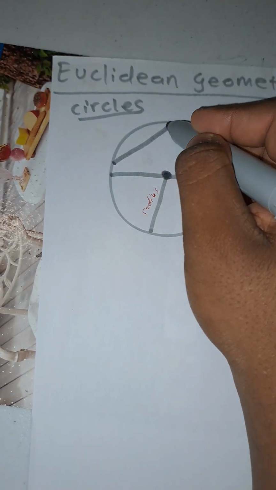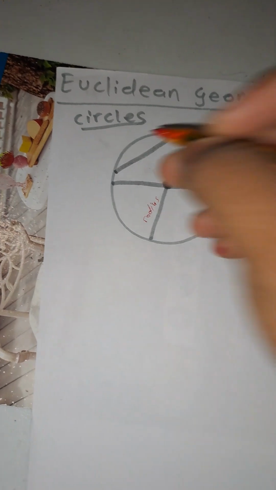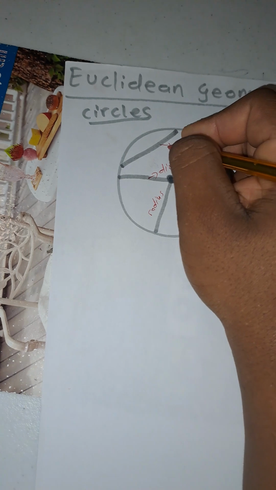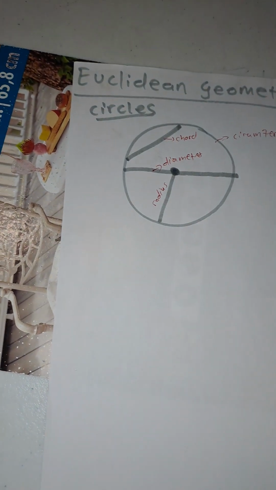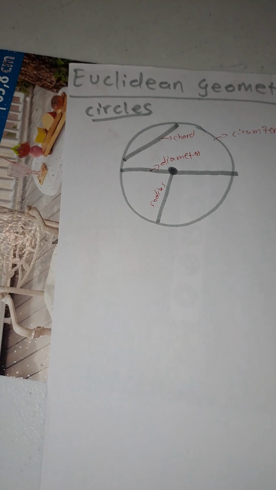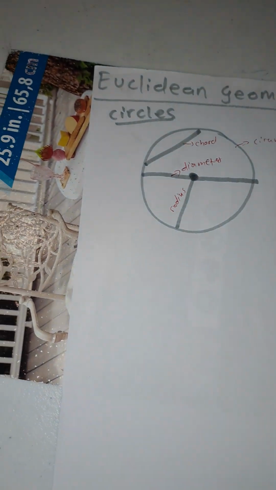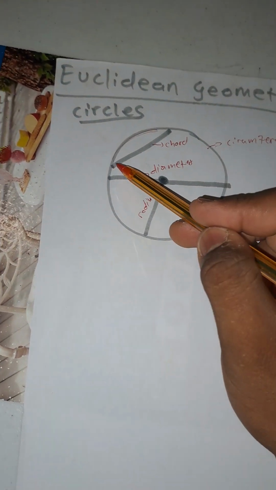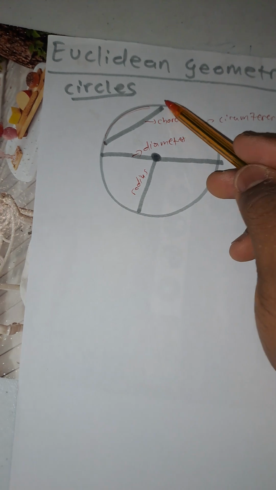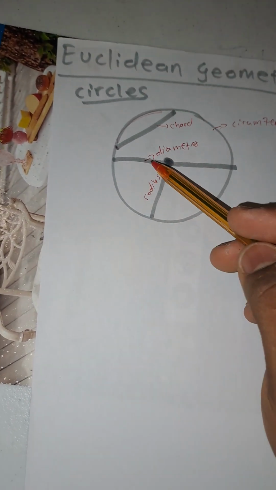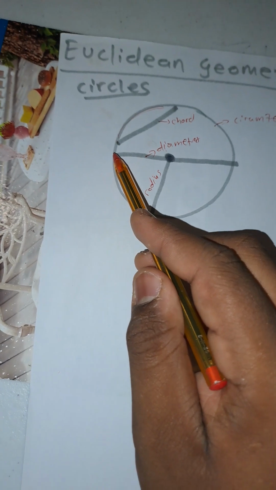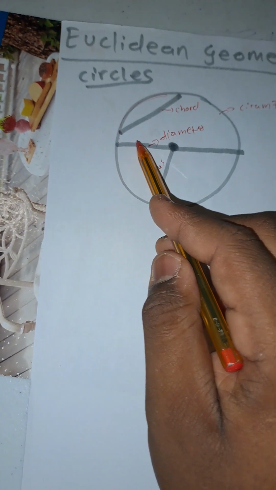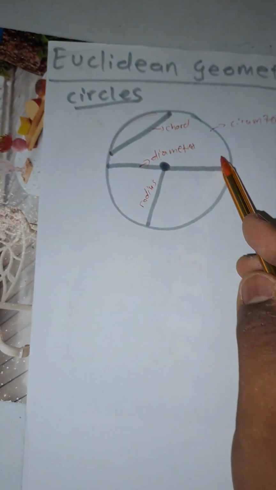If another thing, this is grade 11, you have what you call a chord. Let me put it like this. This is the diameter. This is a chord. A chord is a straight line joining the ends of an arc. So we can basically say this one is an arc, but it doesn't matter. A chord is the one that joins the ends of an arc. A diameter is a special chord that passes through the center of the circle.